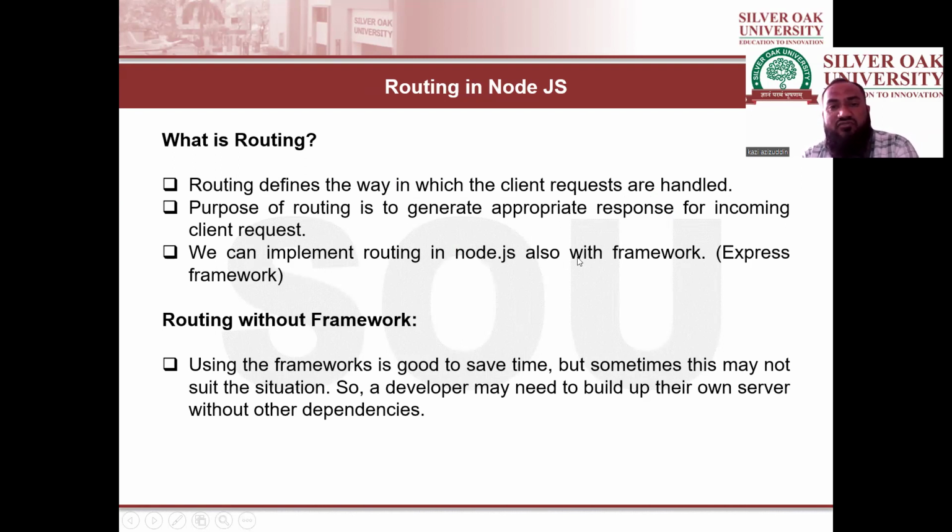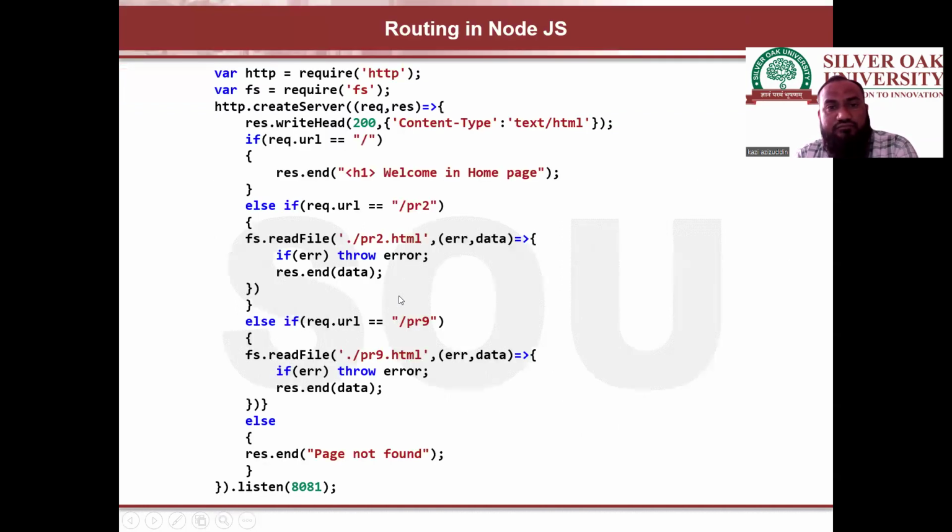We can implement routing in Node.js with a framework, Express. Generally, we use a framework to route specific requests, because that is the easiest way to implement routing. Now, routing without a framework. Using a framework saves time, but sometimes it may not suit the situation. A developer may need to build their own server without other dependencies. So without using any framework, the developer has to write the code for routing. In the next part, we will use the concept of routing in Node.js.